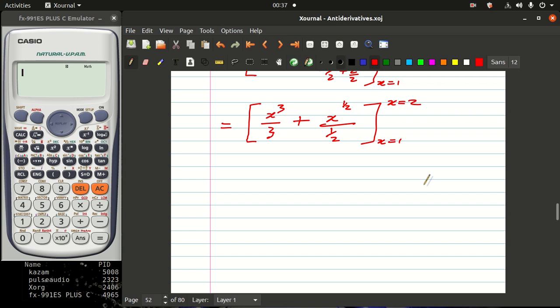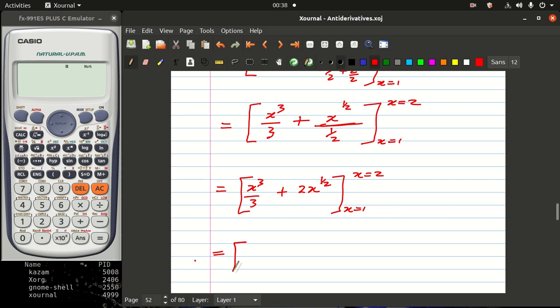And then from there, you can move faster and say that we now have x raised to 3 divided by 3, plus, and then here I can change this division into multiplication. If I change that, the denominator becomes a numerator and the numerator becomes a denominator. So this is going to be 2 times x raised to 1 over 2, evaluated from x equal to 1 to x equal to 2.